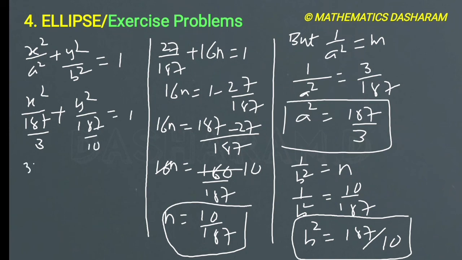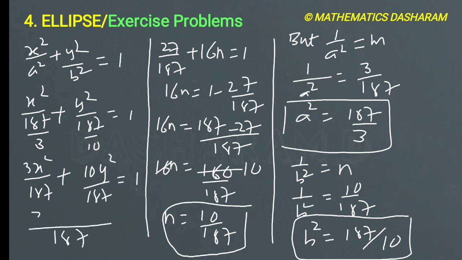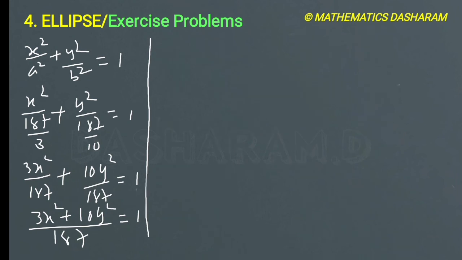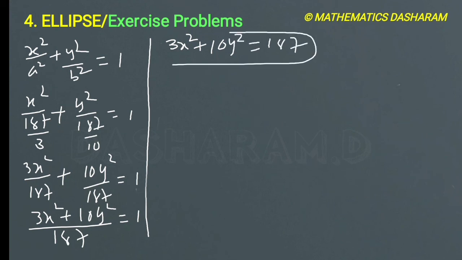So then 3x square divided by 187 plus 10y square divided by 187 equals 1. Here the LCM is 187, then add the numerators as it is. So finally the required answer is 3x square plus 10y square equals 187, which is our required ellipse equation.